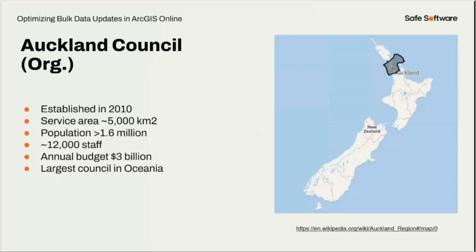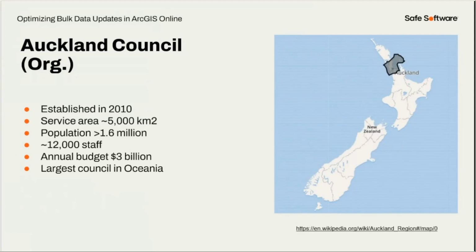First, let's look at Auckland Council as an organization. It was established in its current form in 2010, so it's actually a fairly young organization. It was created by merging 7 local councils in the Auckland region and extends far beyond just Auckland city limits. The total service area that you can see highlighted in the map here spans just under 5,000 square kilometers and has a population of 1.6 million people.